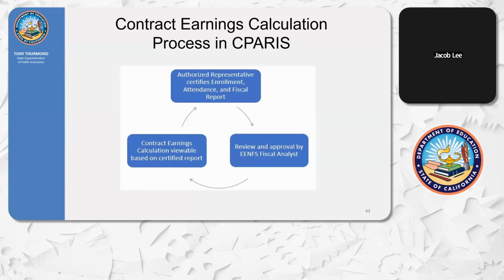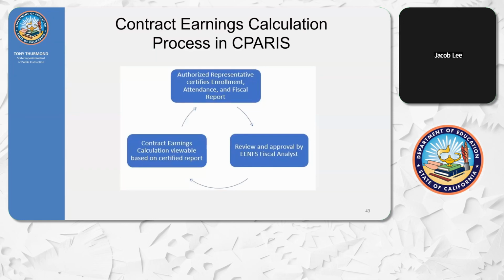As the graphic on the slide suggests, this is a continuous process. Each time your agency certifies a new report, it must be reviewed and approved by your analyst, and a new earnings calculation will become viewable based on the newest certified report data. If your agency revises a report, a revised earnings calculation will be generated from that report.